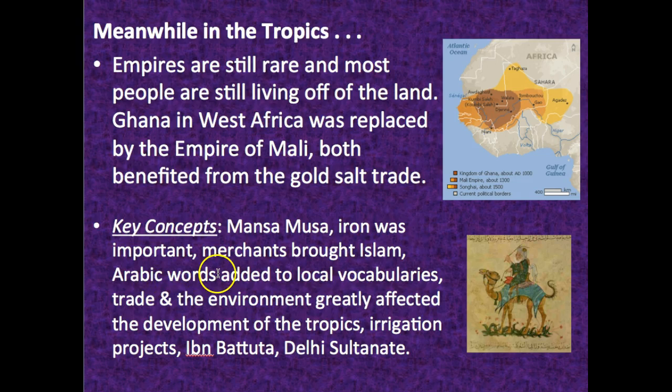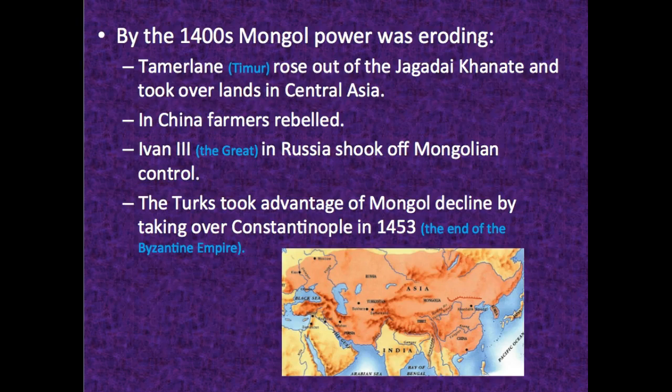Iron was also important. Merchants bring Islam. Arabic words are added to local vocabularies. You have the concept of the Delhi Sultanate in India, which would be a good thing to review as well.